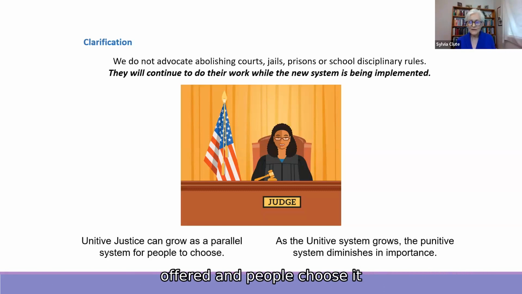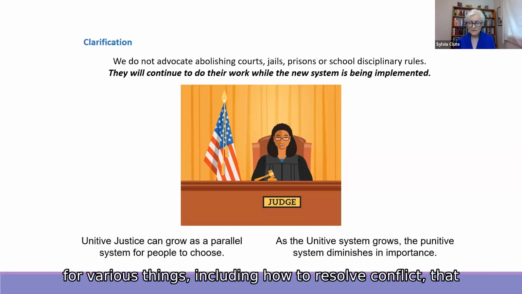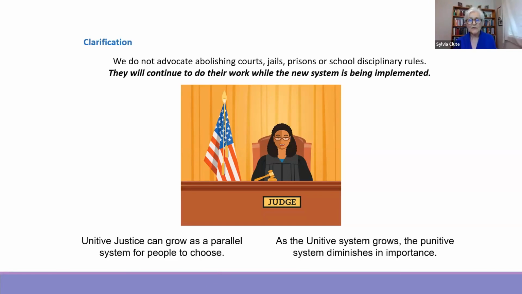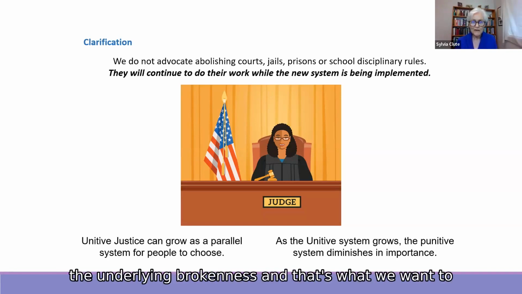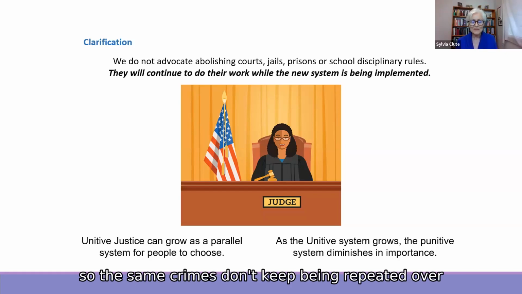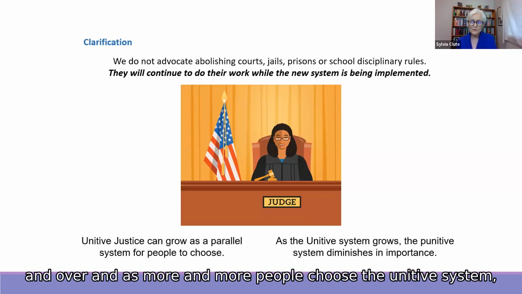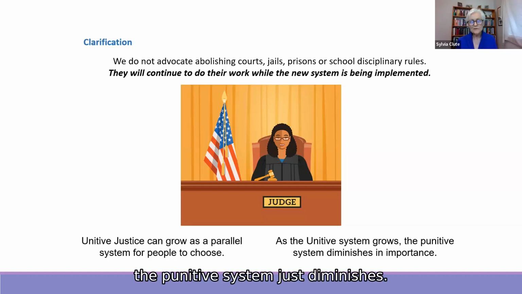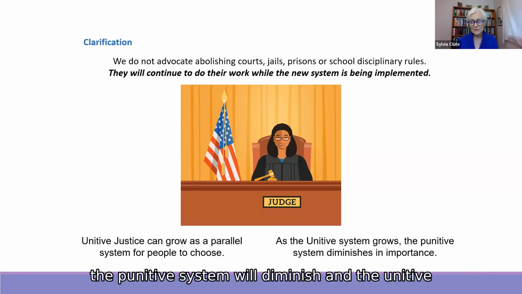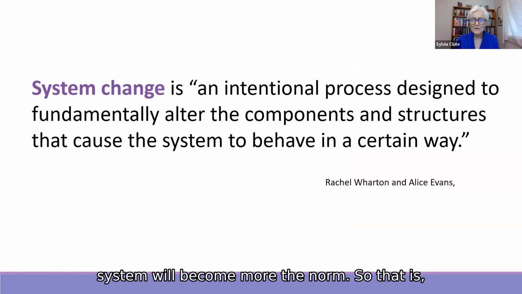And as it's offered and people choose it for various things, including how to resolve conflict, that system becomes stronger because when they choose that and their conflicts are resolved, not at a superficial level, but in the unitive system, we're looking for the underlying brokenness. And that's what we want to solve. We want to heal the underlying brokenness so the same crimes don't keep being repeated over and over. And as more and more people choose the unitive system, the punitive system just diminishes. So as the punitive system now is the main system, as the unitive system grows, the punitive system will diminish and the unitive system will become more the norm.